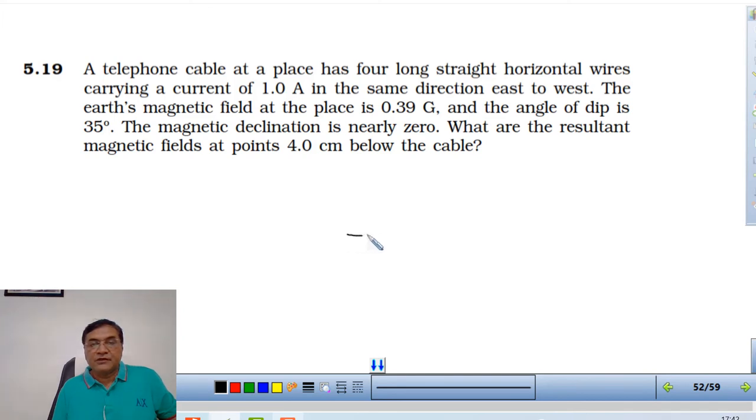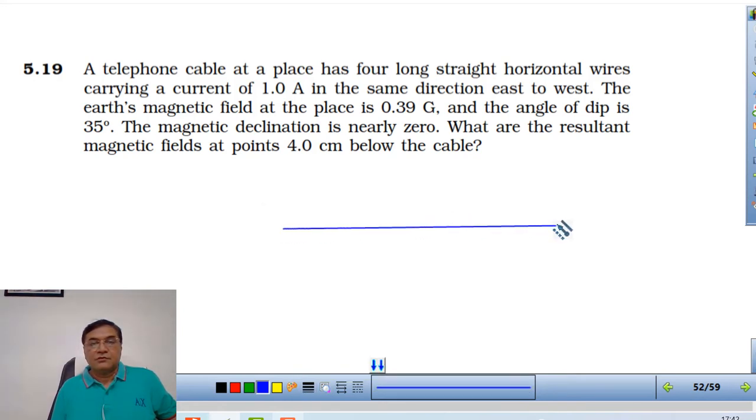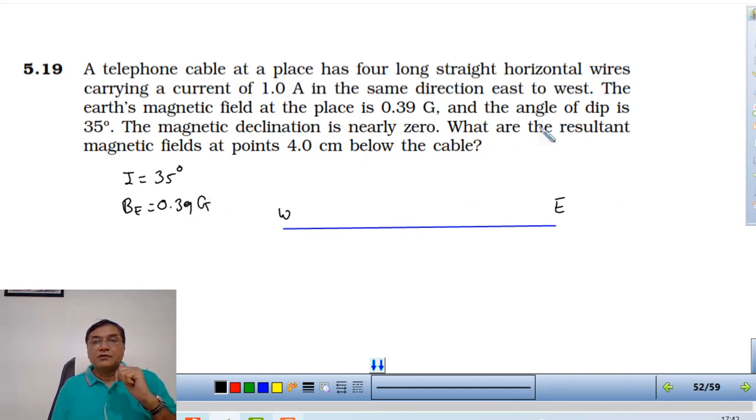So these are the 4 cables. Suppose I take 4 cables, made of 4 cables, and this is your east side, this is your west side. The earth magnetic field at a point is 0.39 Gauss and its dip is 35 degree. The magnetic declination is 0. So here I is equal to 35 degree and magnetic field of the earth is equal to 0.39 Gauss. What is the resultant magnetic field at a point 4 centimeter below the cable? So this is the 4 centimeter.